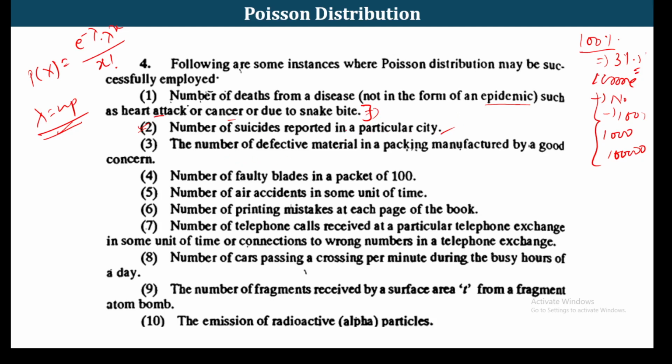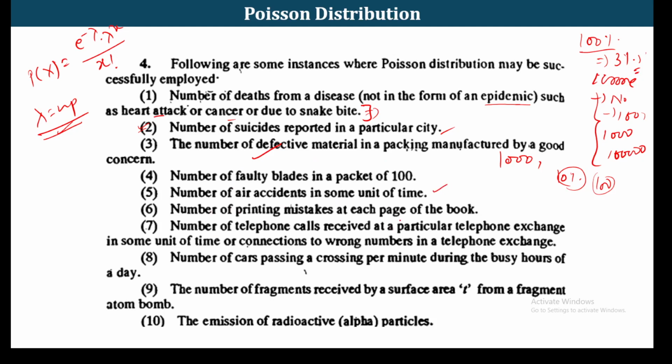Then, number of defective items in a pack manufactured by a good concern. Again, you have a pack of 1000, so you may get maybe 10 defective, or maybe somewhere around 100. No, you will not get around 500 or 800 or 400. You will get a very low amount, unless there is a failure in the design or in the item itself. Then, number of air accidents in some unit of time.